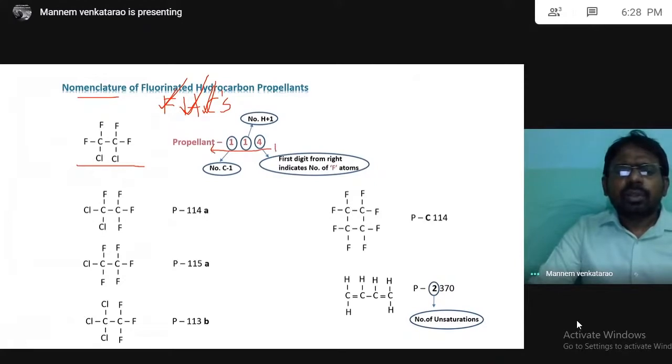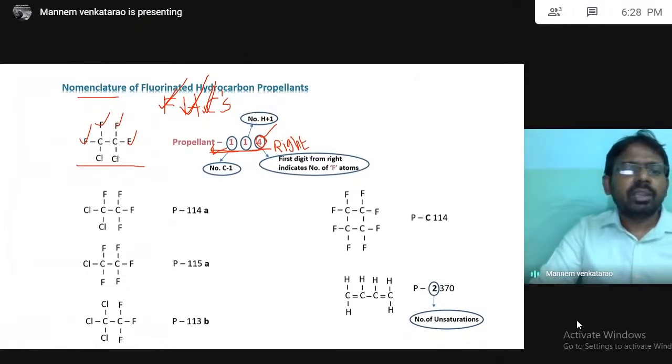The first digit from right, you can start from the right side, not the left side, indicates the number of fluorine atoms. Friends, observe here how many fluorines are there? 1, 2, 3, 4. That's the first digit, completed. Second, the second digit from right indicates the number of hydrogens plus 1. How many hydrogens here? There are no hydrogens, 0 hydrogens. So 0 plus 1 is equal to 1. Yes, this is the one.